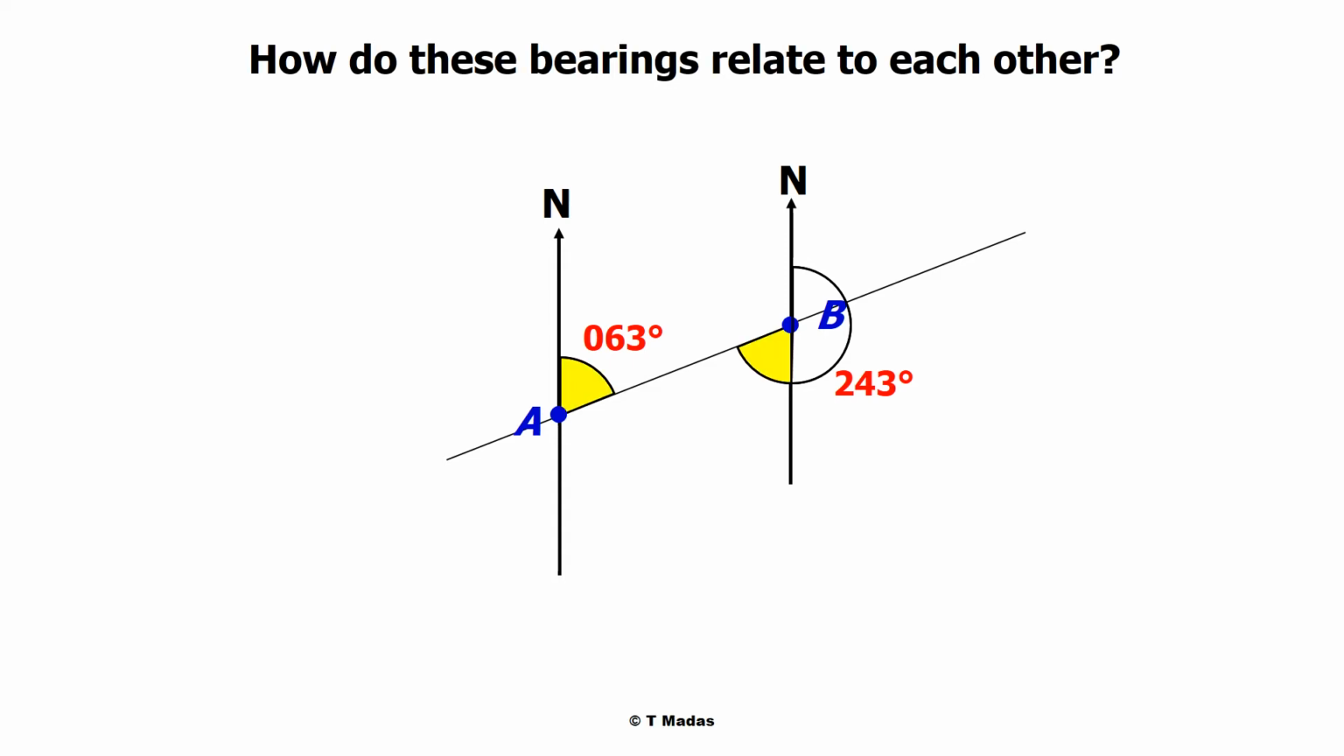So when our bearing is a reflex angle, we try to get the angle between 0 and 360 by adding or subtracting 180.